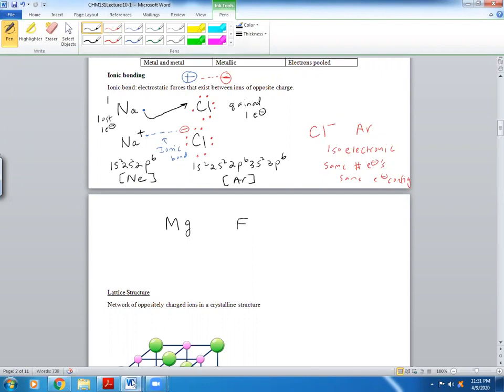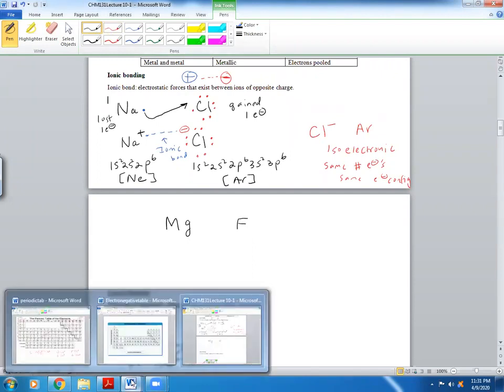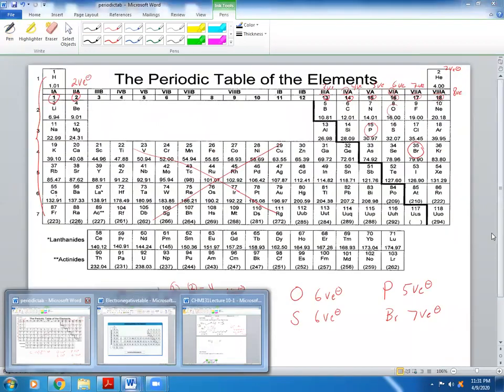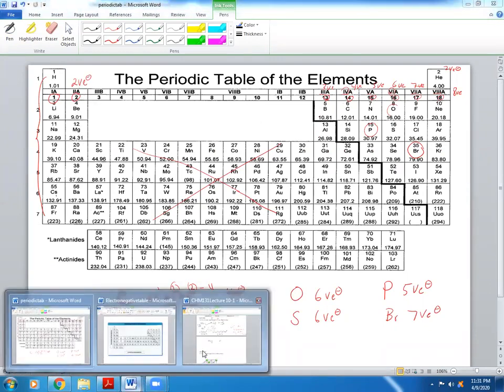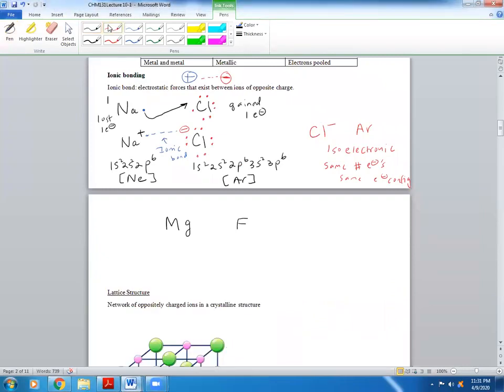So I say, okay, show me the process of forming the ionic bond, since you have a metal and a non-metal. So you go to your periodic table right here, and you find magnesium. Find how many valence electrons it has. Well, it has 2. Here it is. So we go and draw the 2 valence electrons. Here's 1, and there's 2.